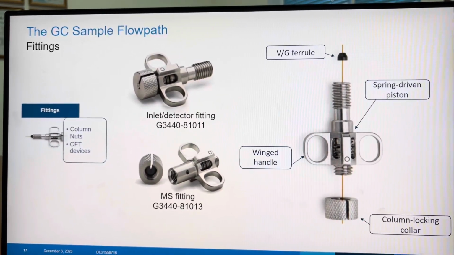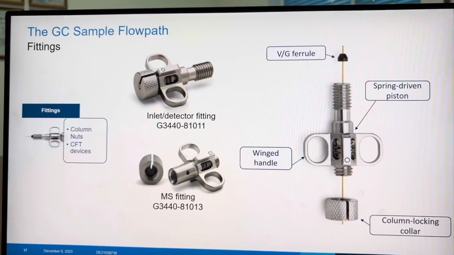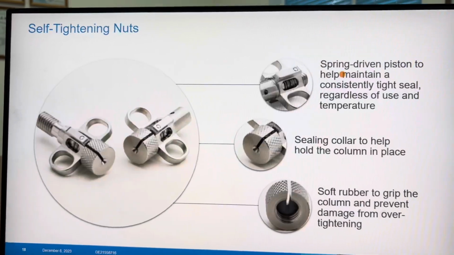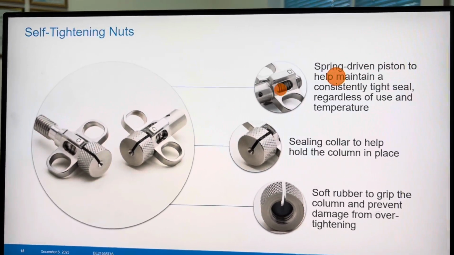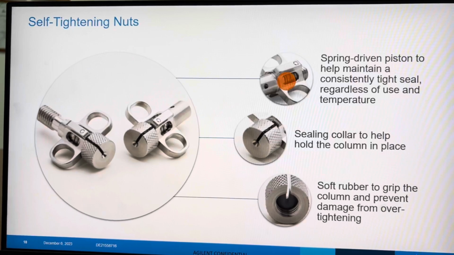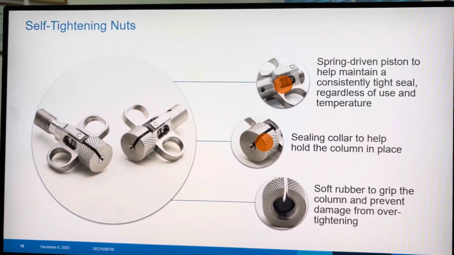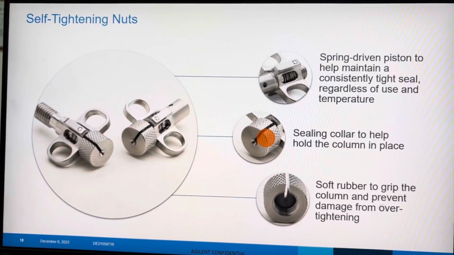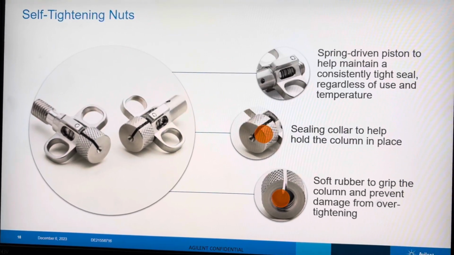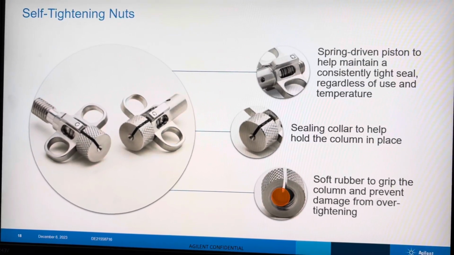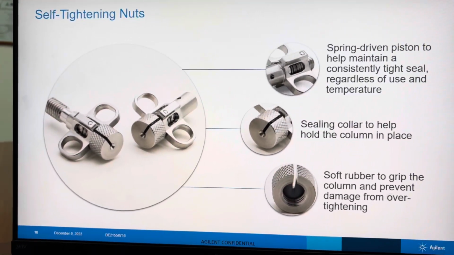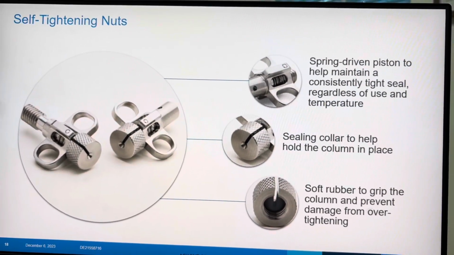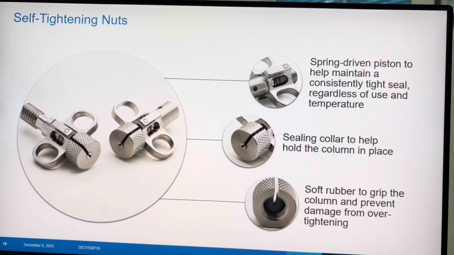And self-tightening nuts, you can see here, there is a spring technology, and with a collar, it will help us hold the column whatever the length we require. And there will be a soft rubber to grip the column so that it will not come back or touch other surfaces and break it. That can be prevented easily, along with easy installation by hand. We don't require spanners and struggle.